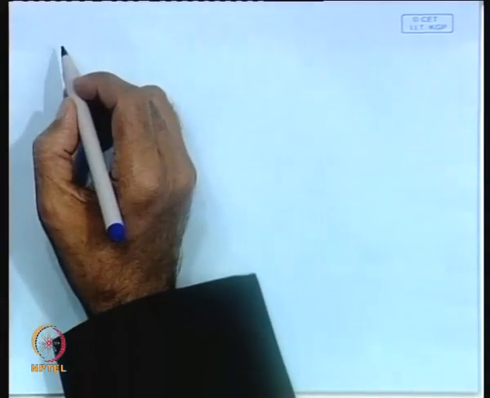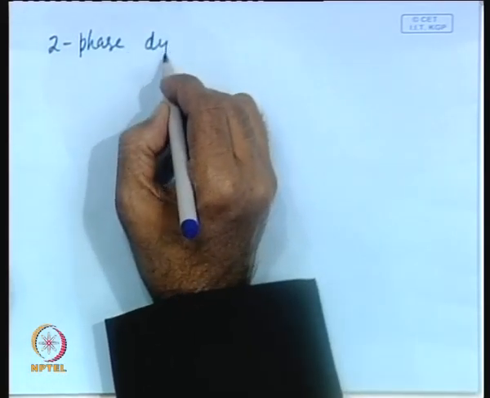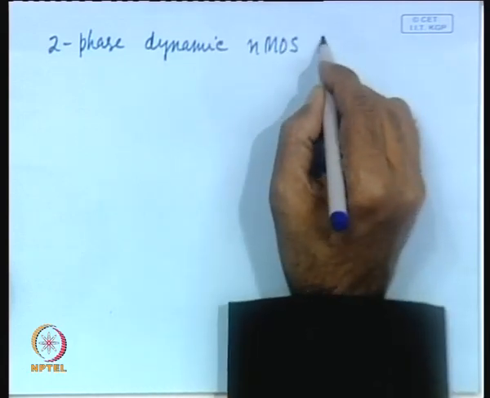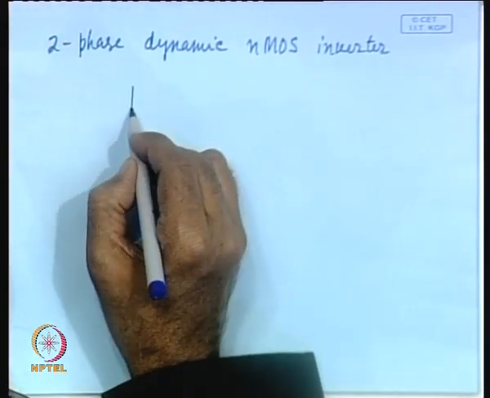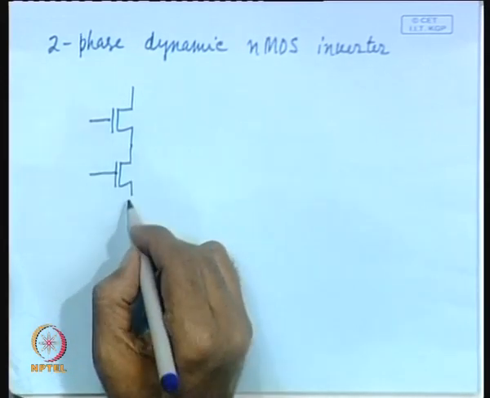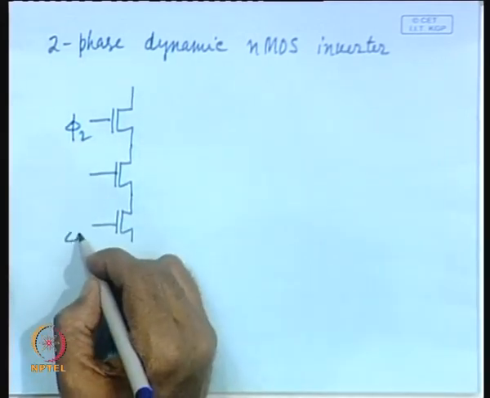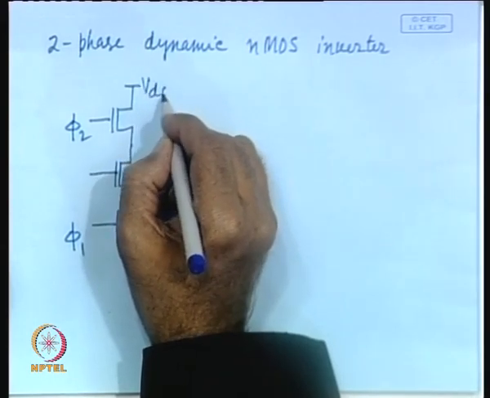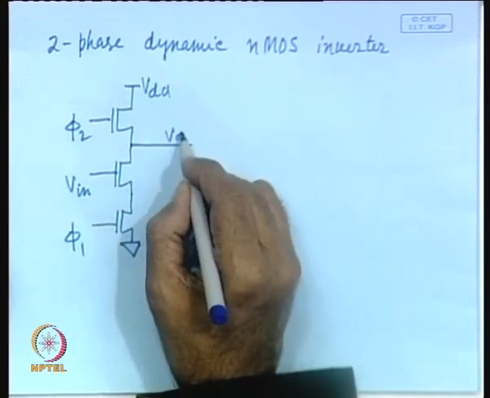Let us consider a two phase dynamic NMOS inverter. So, this will require 3 transistors, that means, here you will apply phi 2, here you will apply phi 1, this is connected to ground, this is connected to VDD, and V in, the input, is applied here, and you will be taking output from here, V out.